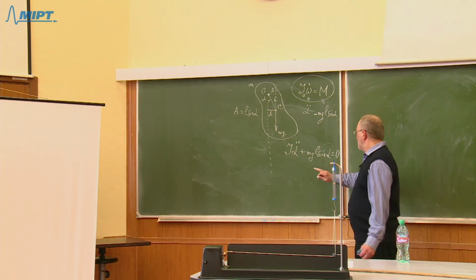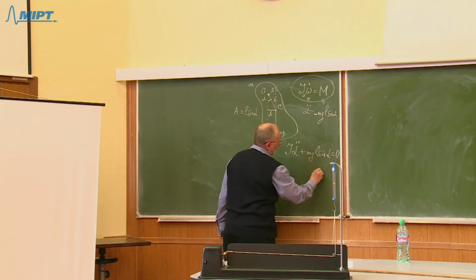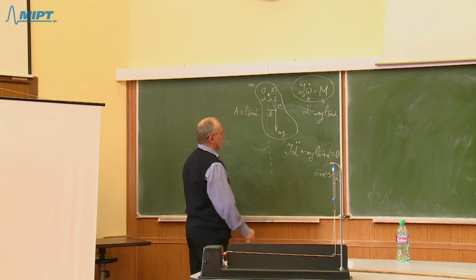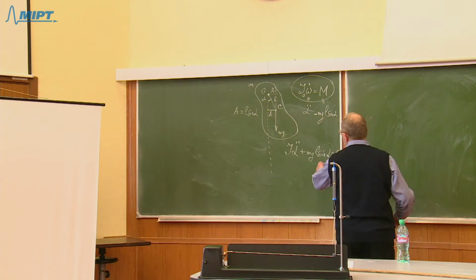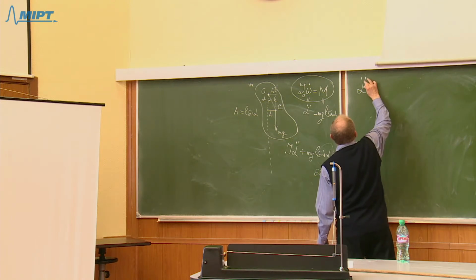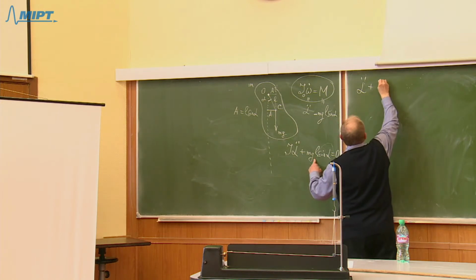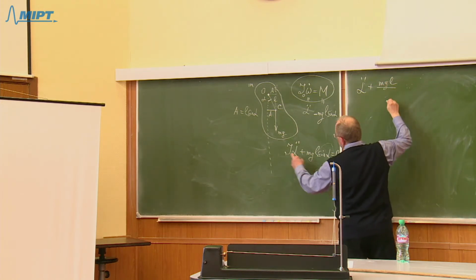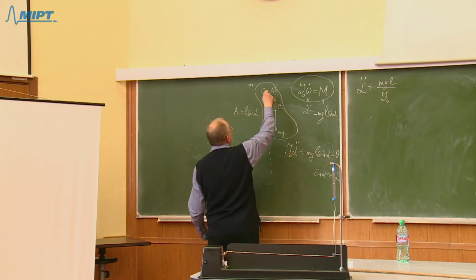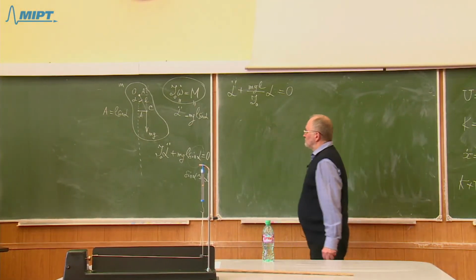Physically, it's the same. But for small angles alpha, sine alpha approximately equals alpha. And for small angles, I will obtain an equation of harmonic oscillations, which will take the form alpha double dot plus mgl, divided by the moment of inertia with respect to point O, the moment of inertia about the axis of rotation, times alpha equals 0.